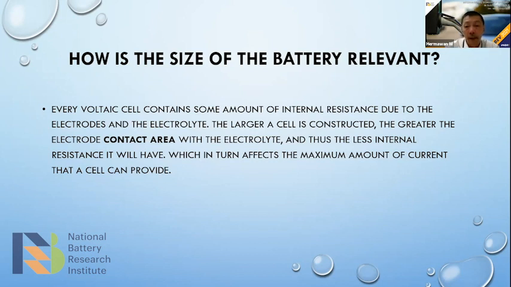You must understand this: the internal resistance in the electrolyte or electrode. Current will flow from the positive contact to the electrode, to the electrolyte, and then come to the other electrode and go to the negative terminal. All the terminals have a contact area, and that contact area will limit the current flow.